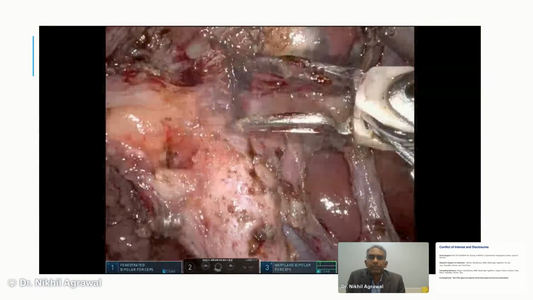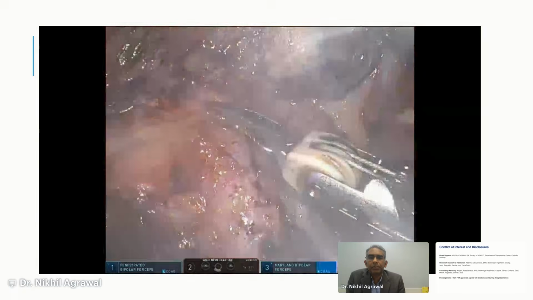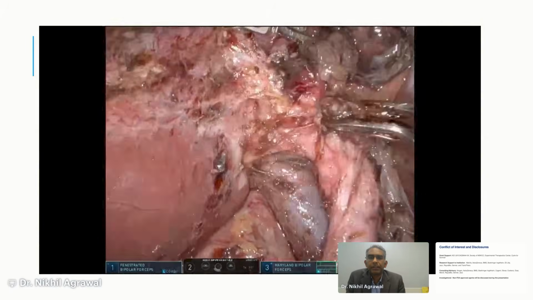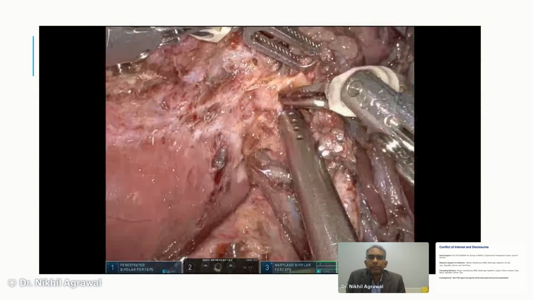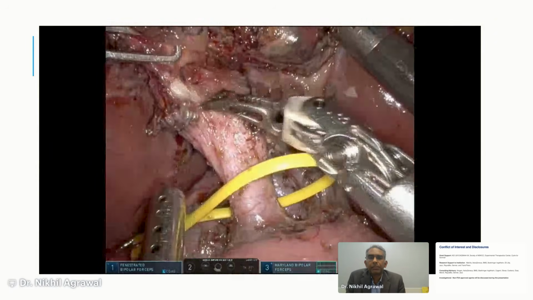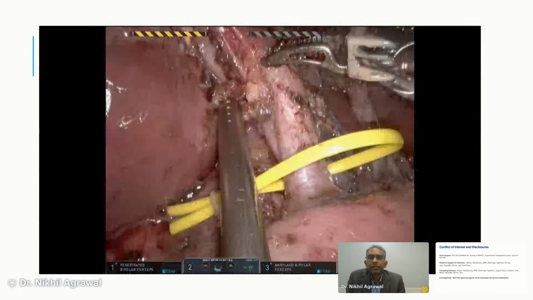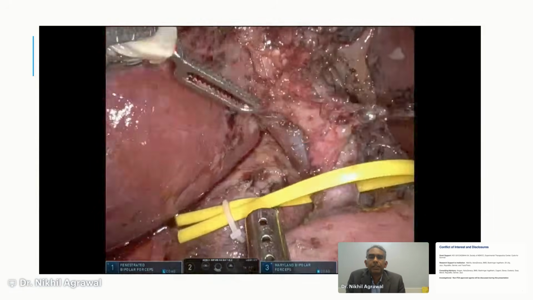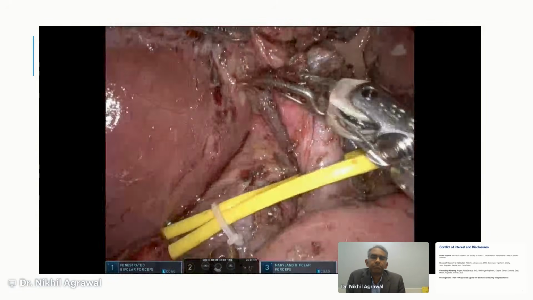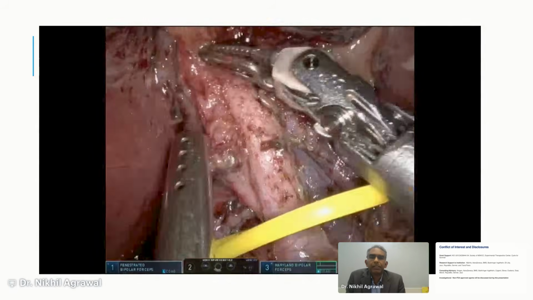This is a completion radical cholecystectomy. This is a redo surgery. This patient underwent cholecystectomy, and the biopsy came as T2 gallbladder cancer. And then we are doing a completion surgery. And we will also do a liver wedge resection in this patient.